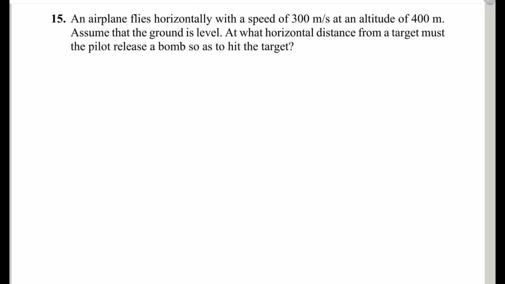An airplane flies horizontally with a speed of 300 meters per second at an altitude of 400 meters. Assuming that the ground is level, at what horizontal distance from a target must the pilot release a bomb so that to hit the target?